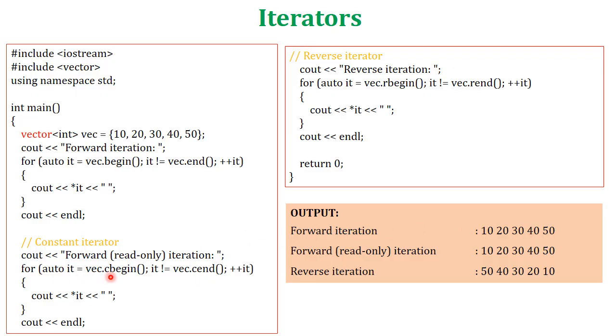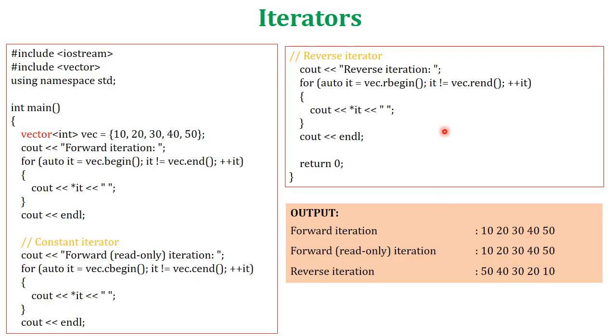And next, we are using cbegin, that is constant begin, and we iterate till the constant end, then print the value. It is only for read-only access. So now it will print the same: 10, 20, 30, 40 and 50.